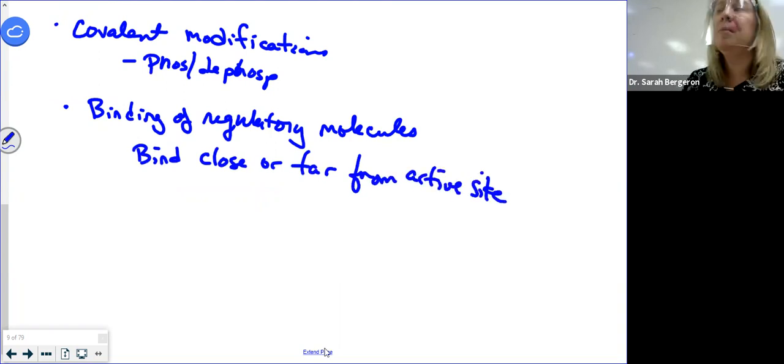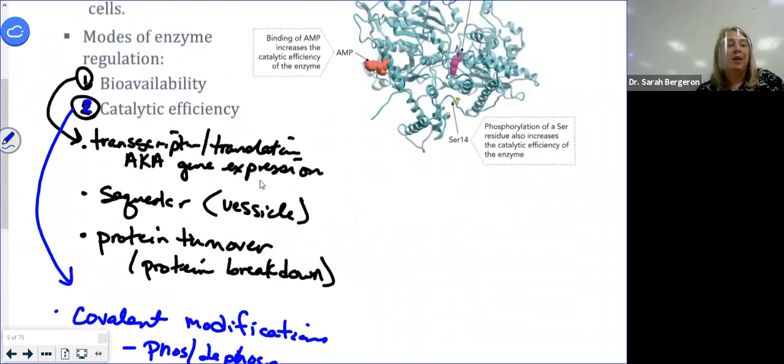Because you can have an inhibitor that would bind in the active site and actually block the active site. You would reduce catalytic activity, right? But you could also have something that binds on the other side of the molecule, but induces a conformational change that propagates to the active site and changes its conformation. Now that active site can't bind my substrate. So it could be close binding, it could be far away binding, but you can have all kinds of regulatory molecules that will bind. Okay.